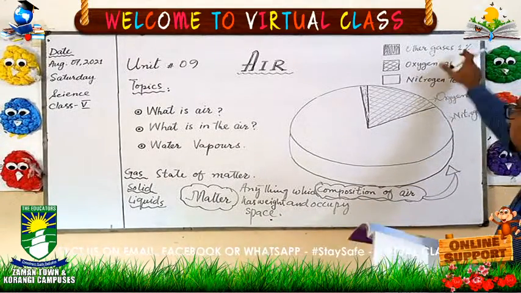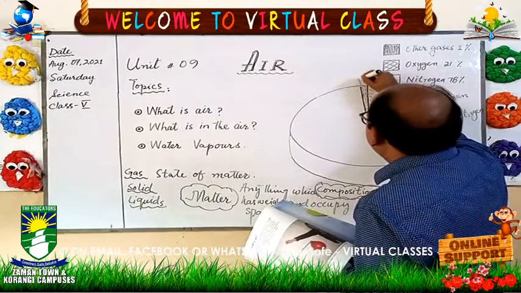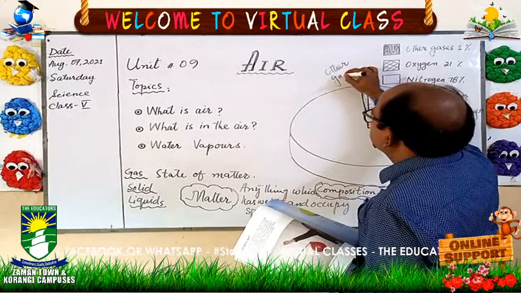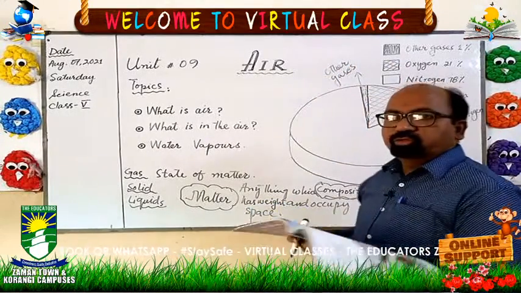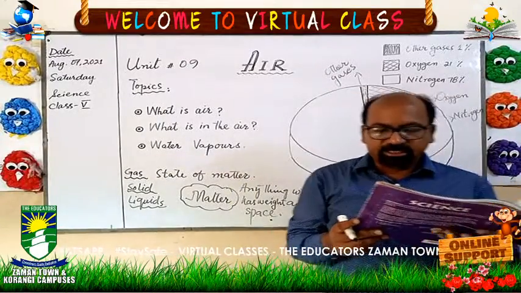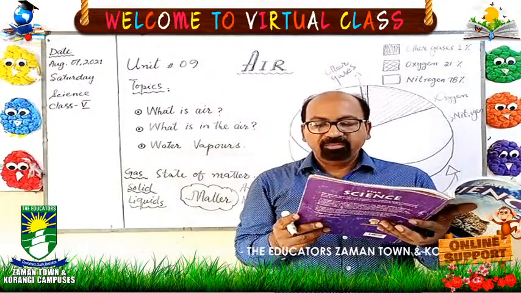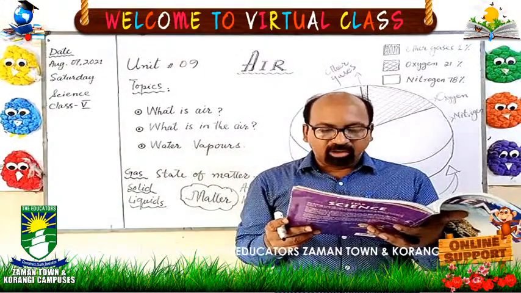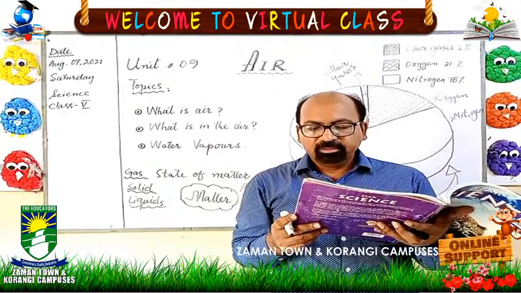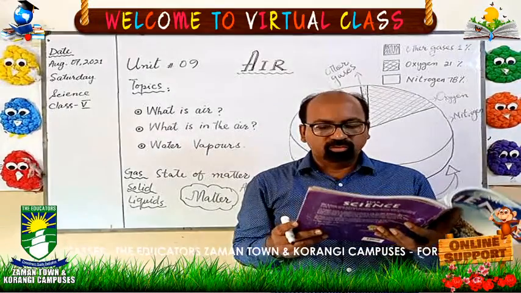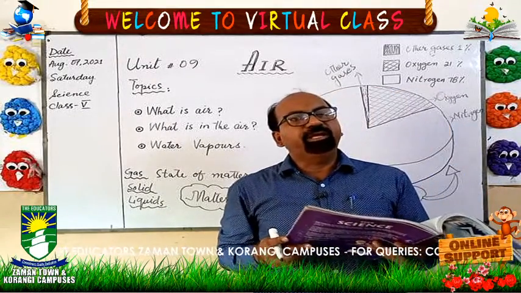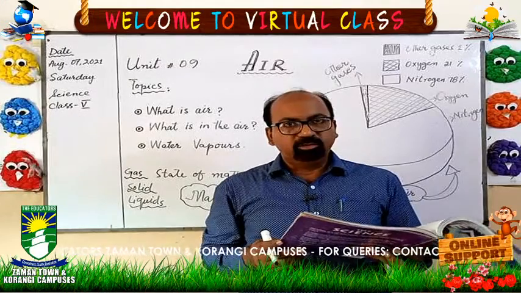These are other gases, and I have told you their names. Let's repeat the names of these other gases: argon, methane, carbon dioxide, hydrogen, neon, krypton, helium, and ozone. So this will be the answer of one of the questions which will be given to you as homework.